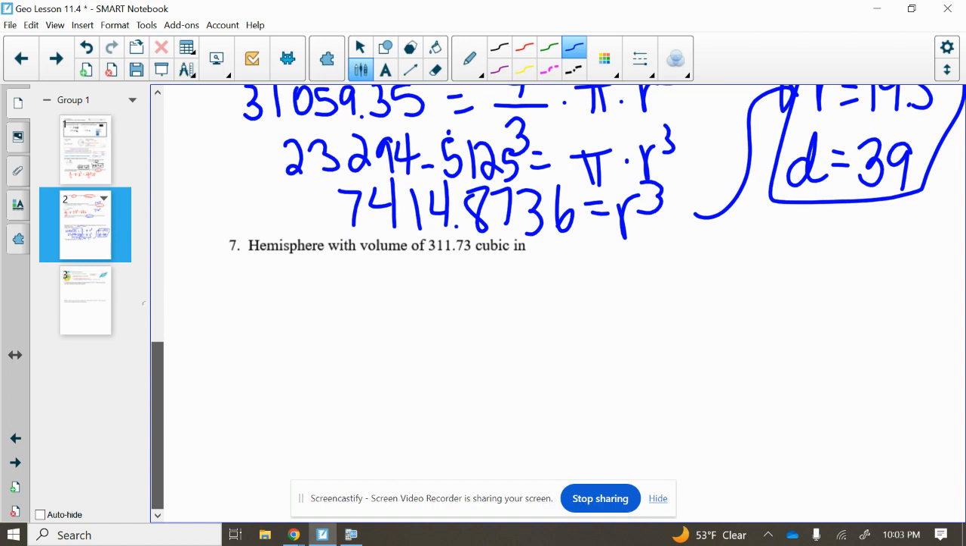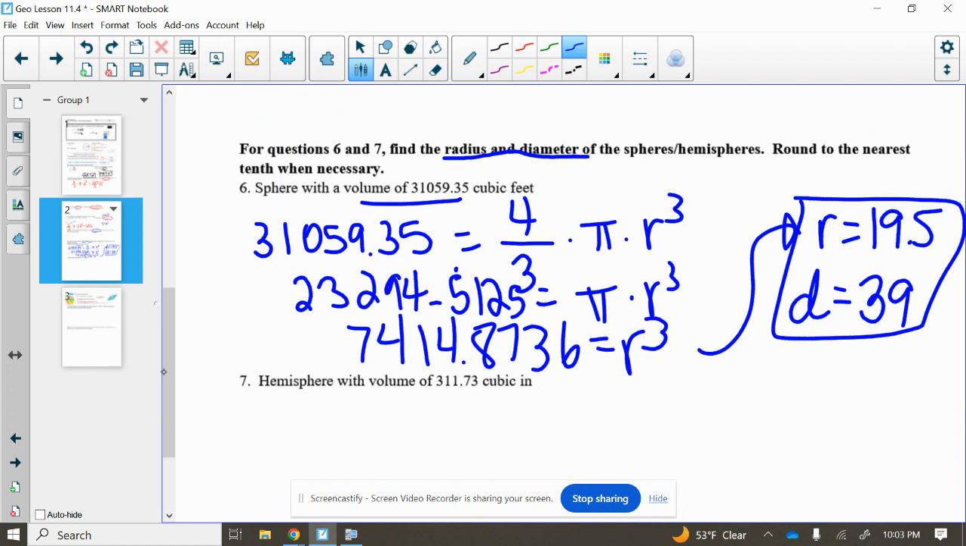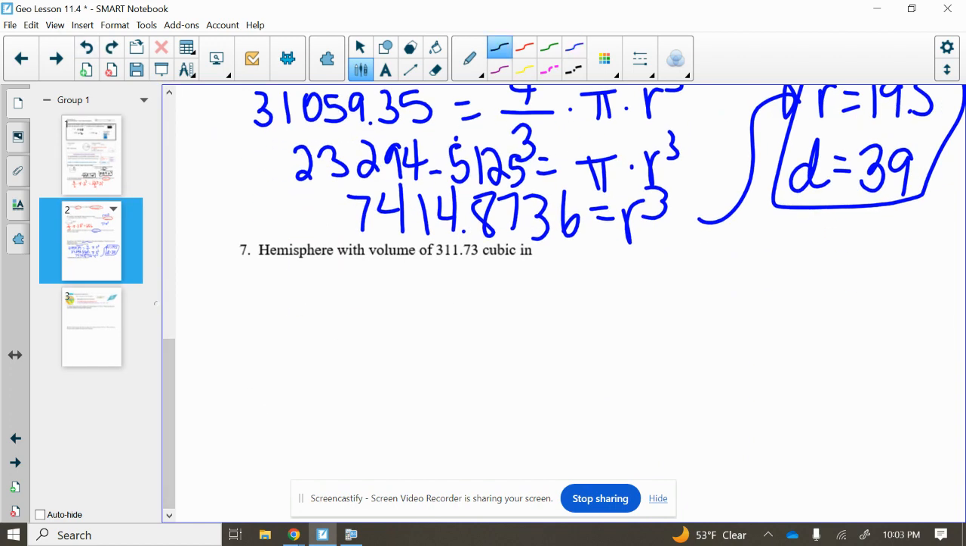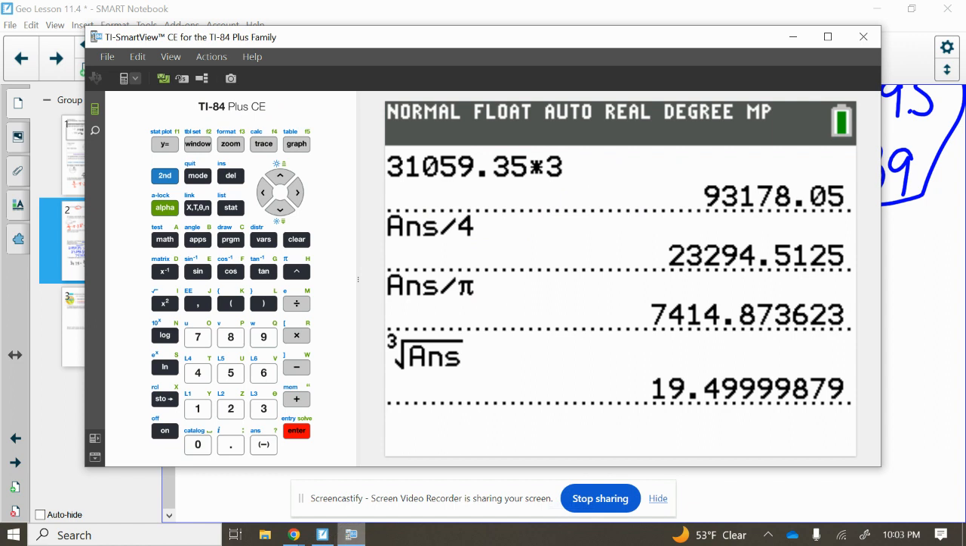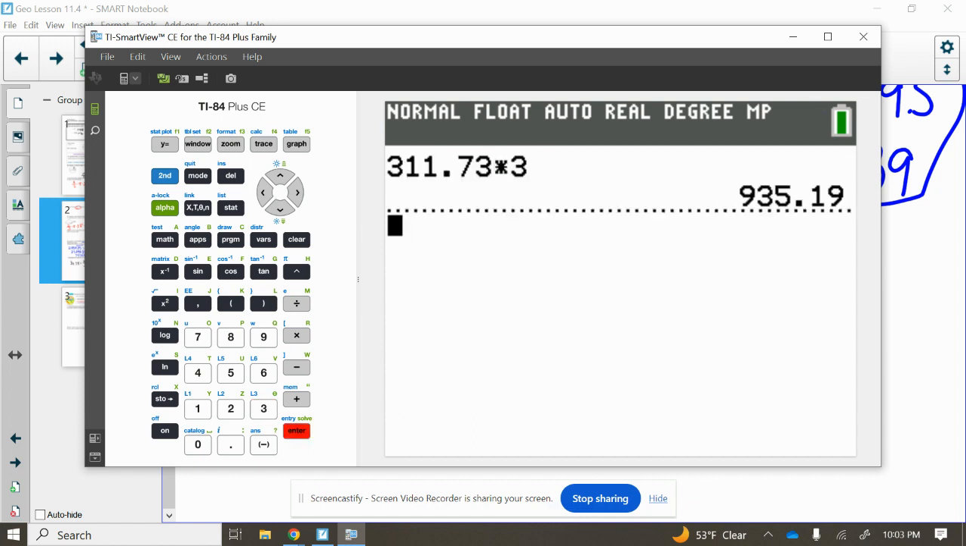Now, what about if we have a hemisphere? Well, a hemisphere has a volume of 2/3 pi r cubed. So we're going to take our volume and set it equal this time to just 2/3 times pi times r cubed. So again, we're going to take that value of the volume, and we are going to multiply it by the 3 to get rid of that.